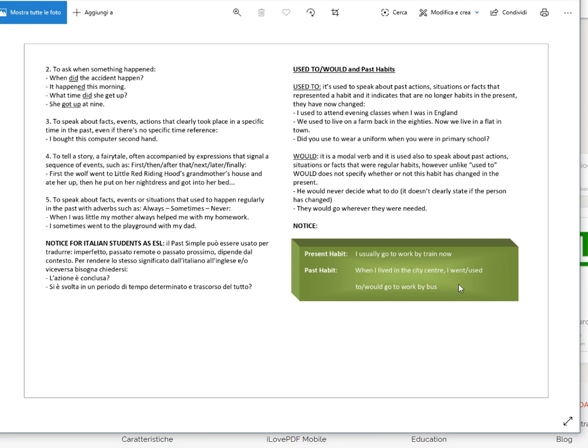3 different ways, but only one tells us that it is a past habit no longer used in the present, and that is used to.